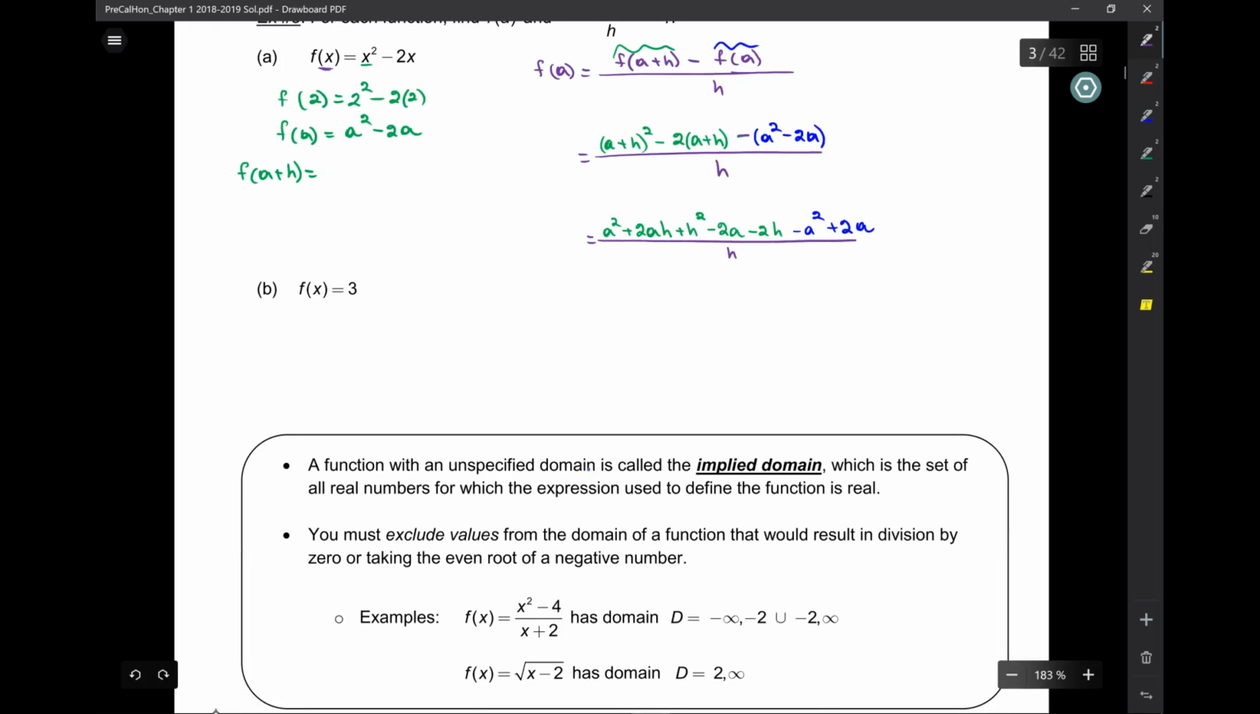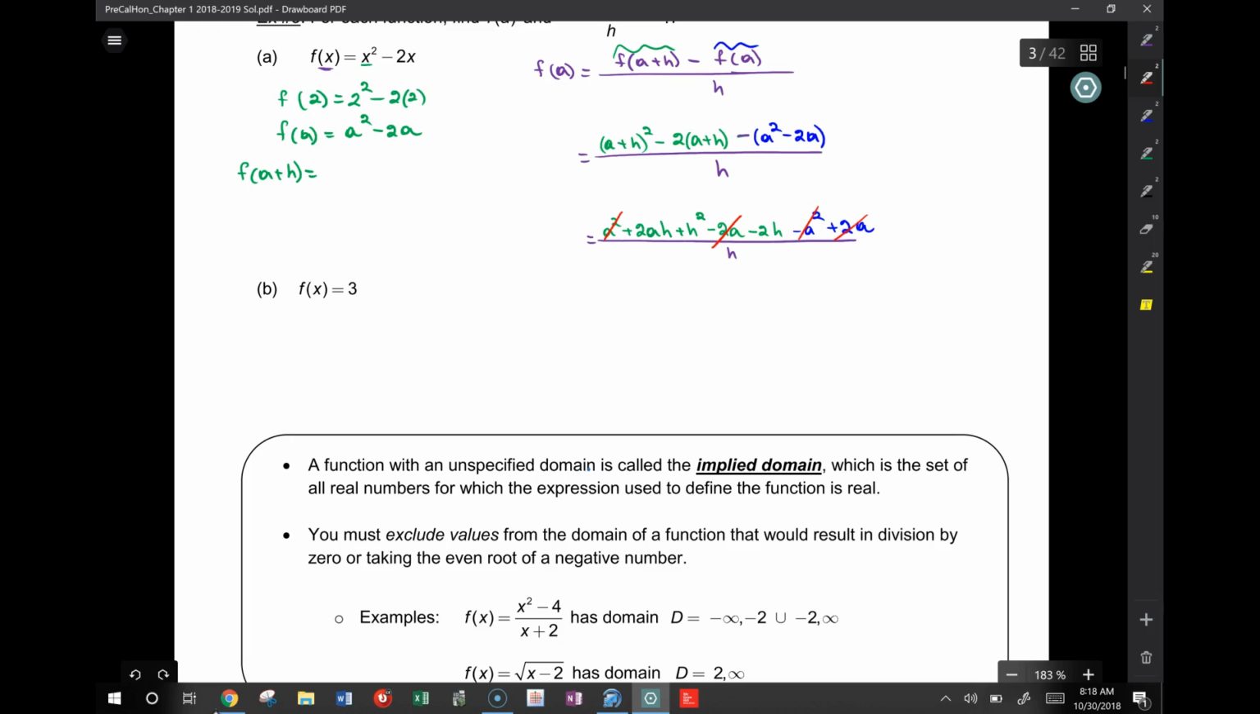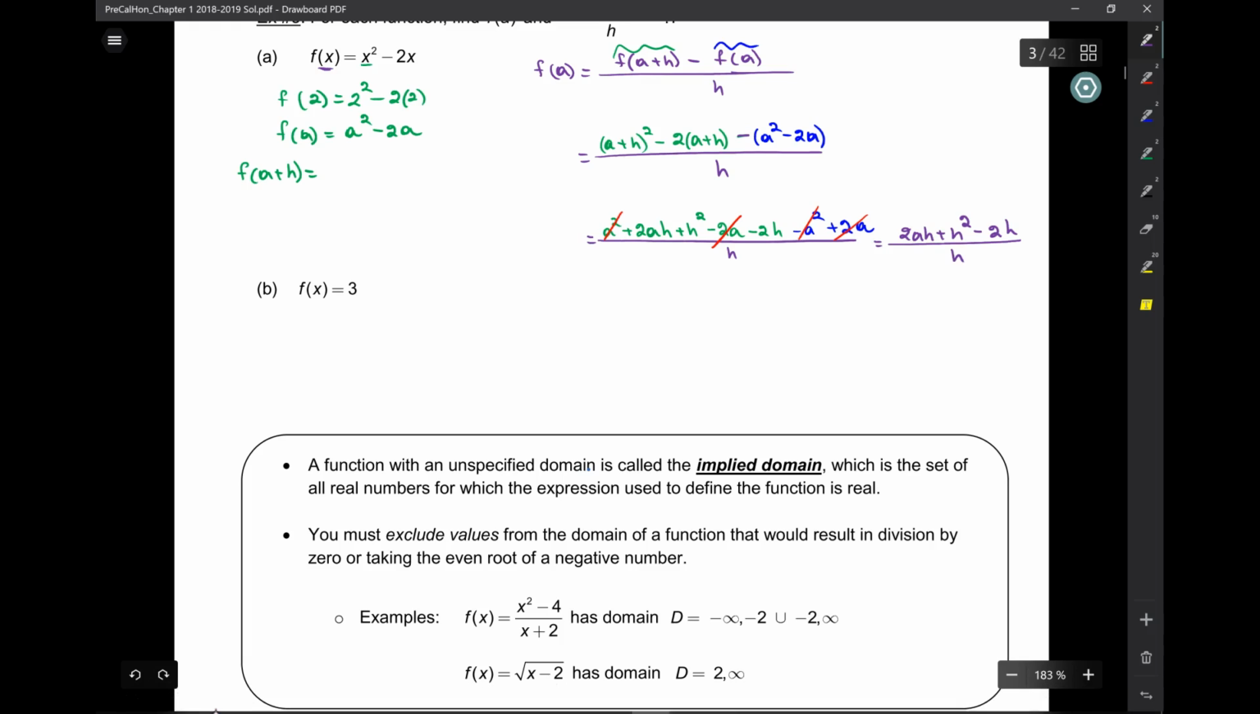Ooh, I'm running out of space. Okay, the most beautiful thing happens now. Lots of things cancel. A squared and a squared. What else? Negative 2a and positive 2a. So what am I left with? 2ah plus h squared minus 2h over h.